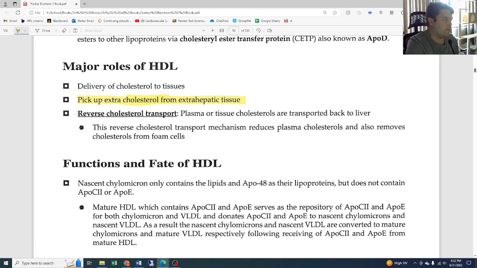Another role is the reverse cholesterol transport, so plasma or tissue cholesterols are transported back to the liver. This reverse cholesterol transport mechanism reduces plasma cholesterols and also removes cholesterol from foam cells.